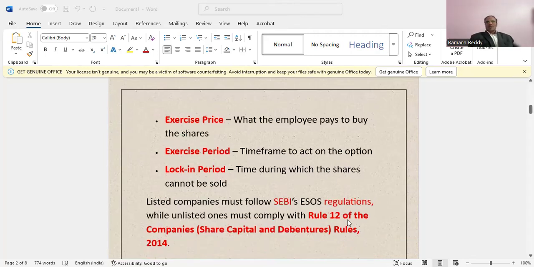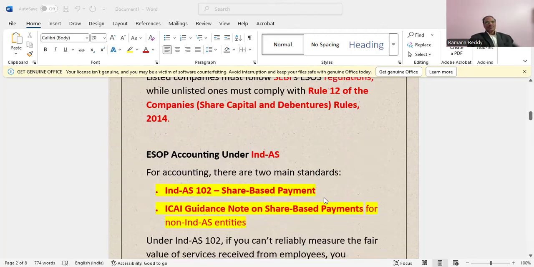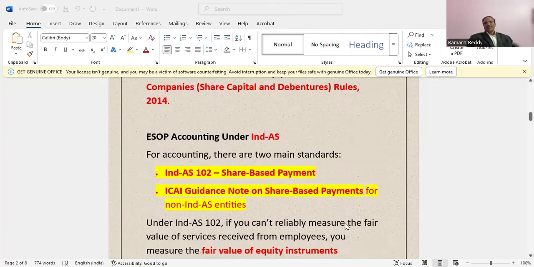Listed companies must follow SEBI regulations, while unlisted companies must follow Section 62 of the Companies Act and the Companies (Share Capital and Debentures) Rules, 2014. ESOP accounting: Ind-AS for accounting. These are two main standards: Ind-AS 102, Share-based Payment, and the ICAI guidance note on share-based payments for non-Ind-AS entities.